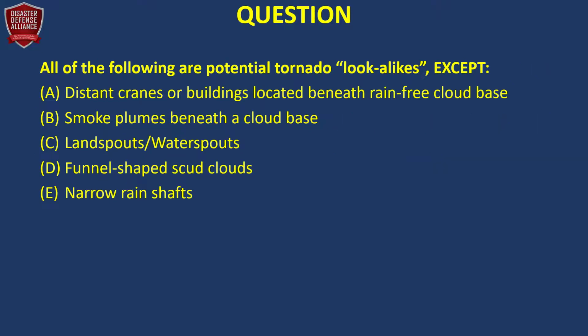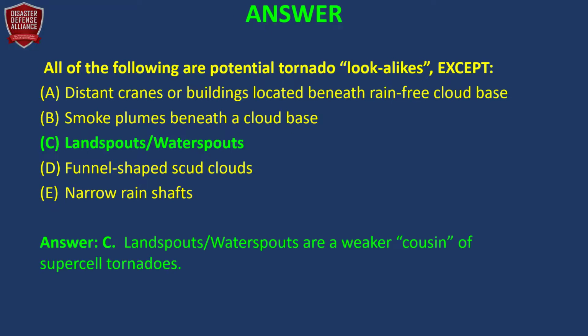How about this question? All of the following are potential tornado lookalikes, except for which one? Well, land spouts and water spouts are a cousin of supercell tornadoes. They actually are a type of tornado. So they're not a lookalike, so the correct answer is C. All of the other answers are lookalikes.